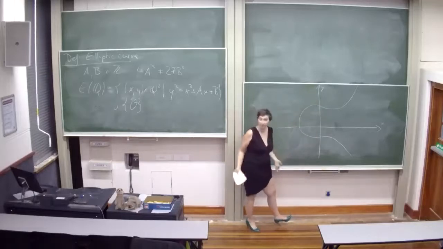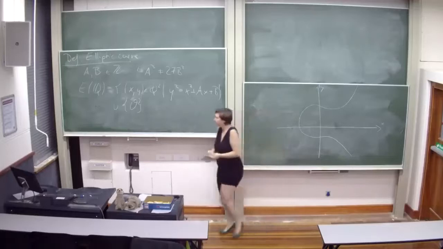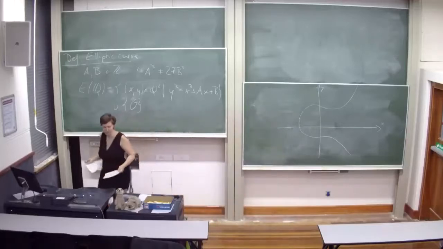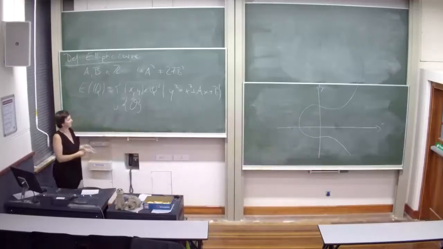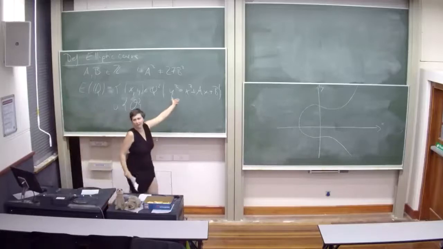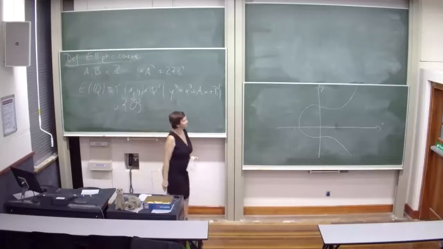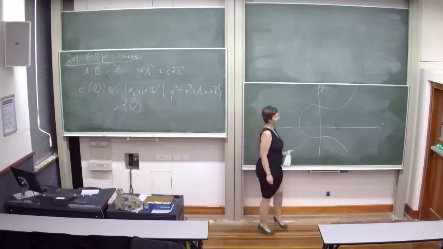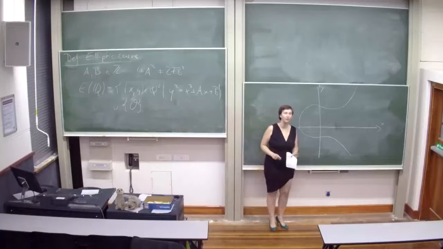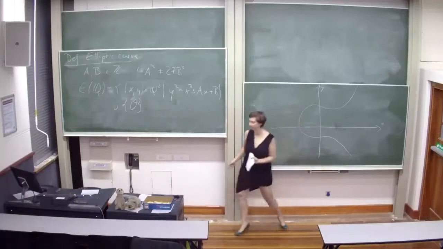Okay, what is the cool thing about elliptic curves? Why should we take elliptic curves? Why can't we just take any equation here and do something with it? What is the cool thing? Well, the cool thing is we can add points on the curve. So how does this work?